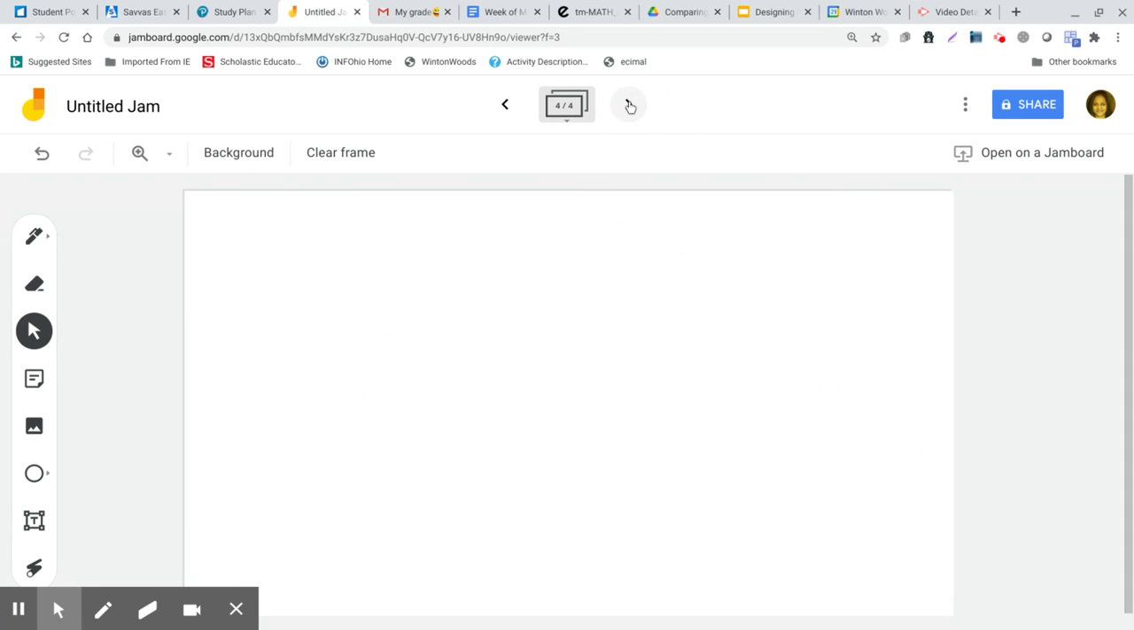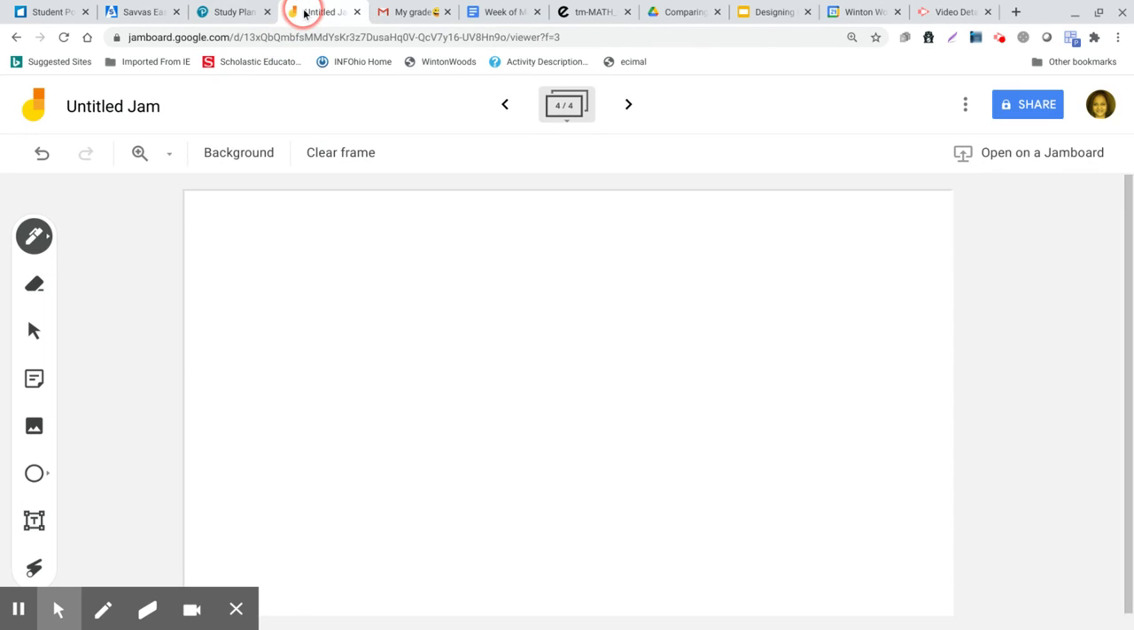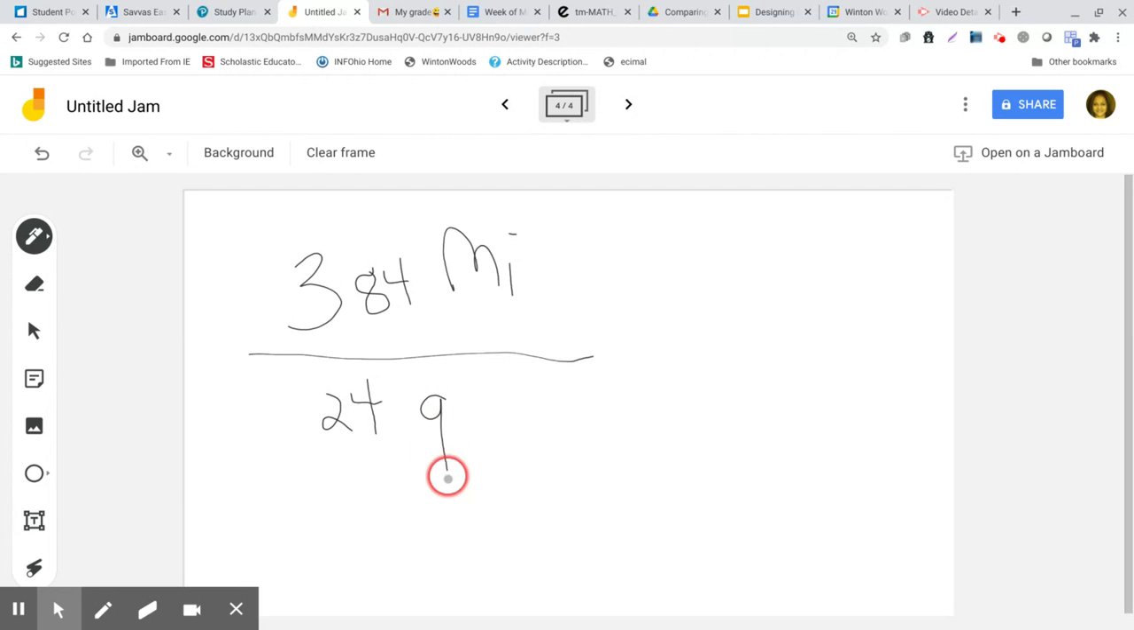So what they're saying is 384 miles to 24 gallons. So let's set up a proportion. 384 miles for 24 gallons. That's the information they gave me. But I want to know the unit rate. The unit rate is per gallon.